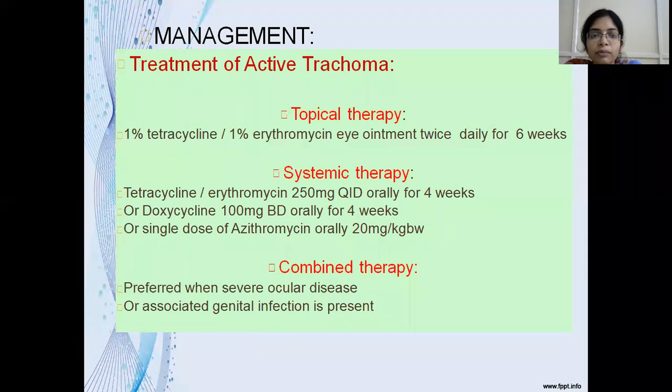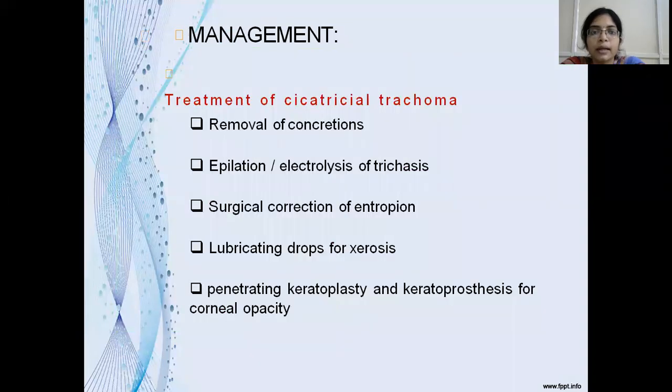Systemic therapy will also include tetracycline or erythromycin QID for 4 weeks, or doxycycline, or the currently most advocated, azithromycin orally. So we can go for tetra or erythromycin or doxy or azithro. Combined therapy combines both topical and systemic, especially when there is severe ocular disease or when there is associated genital infection. Now, how do you manage cicatricial trachoma?